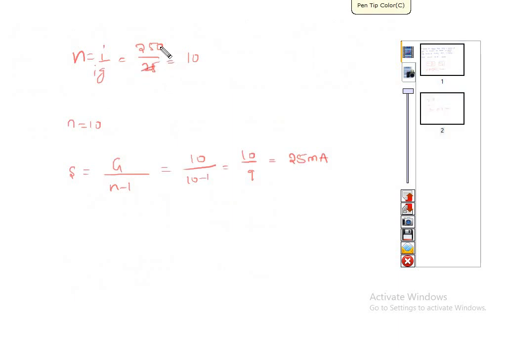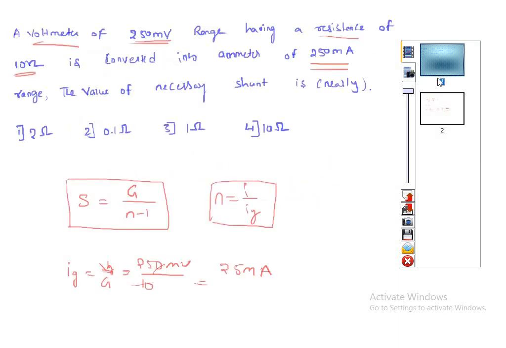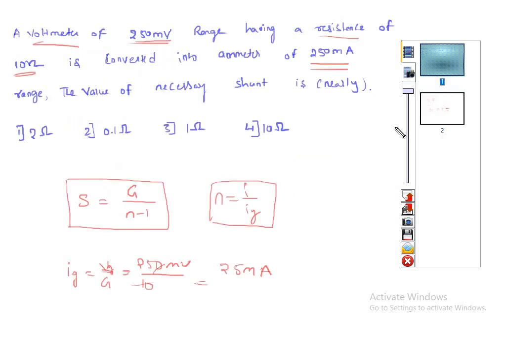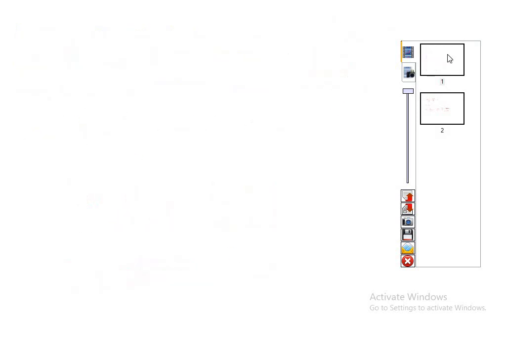Sorry, I am checking here, 25, it's not 25. Let's find it. 10 by 9 is approximately 1.1 ohm. Sorry, I had written 25 there. So the value is 1.1, which is approximately equal to 1. So the answer is 1. I hope it is clear. Let's go to the next question.